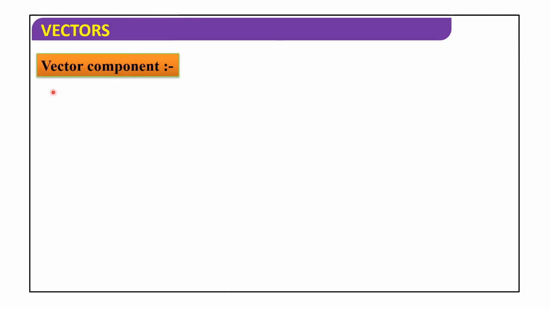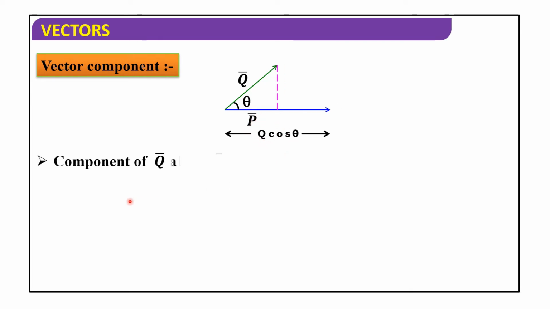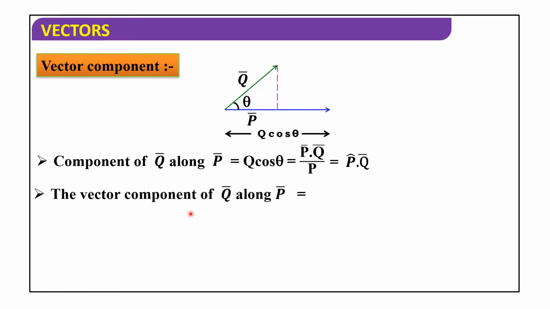Now I will discuss vector component. See here, P bar and Q bar are two vectors with angle theta. Component of Q bar along P bar equals Q cos theta, that is equals P bar dot Q bar by P. The vector component of Q bar along P bar is Q cos theta P cap, that is equals P bar dot Q bar by P into P cap.